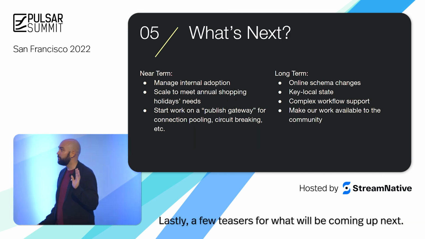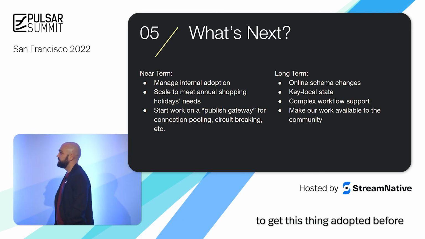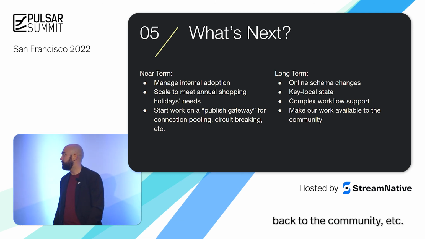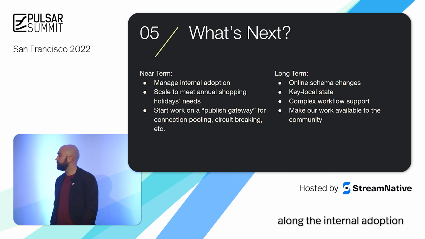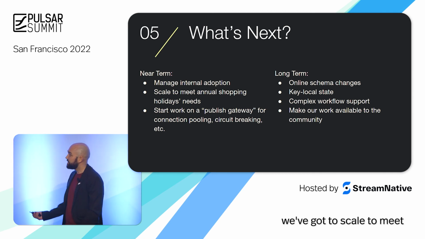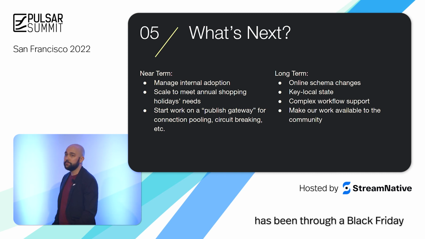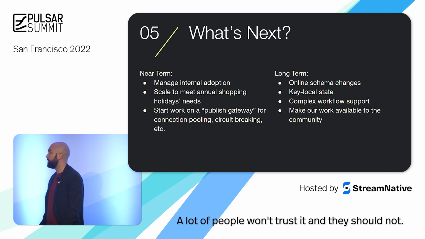Lastly, a few teasers for what will be coming up next. Inside Klaviyo, we got to get this thing adopted before we think about releasing anything back to the community, et cetera. So we're going to keep chugging along the internal adoption curve of getting all of our use cases off of those thousands and thousands of workloads and queues on RabbitMQ and onto our new system. We got to scale to meet the annual shopping needs. Until the system has been through a Black Friday, if you work for a MarTech company, you know how significant Black Friday is. Until the system's been through a Black Friday, a lot of people won't trust it, and they should not.